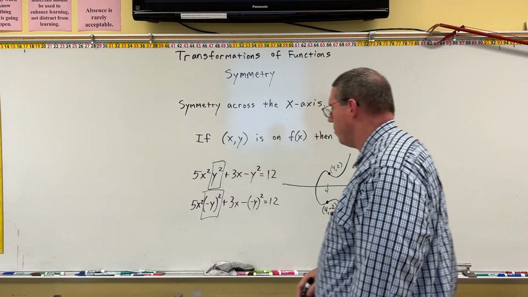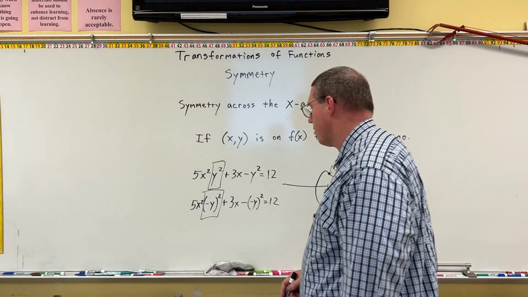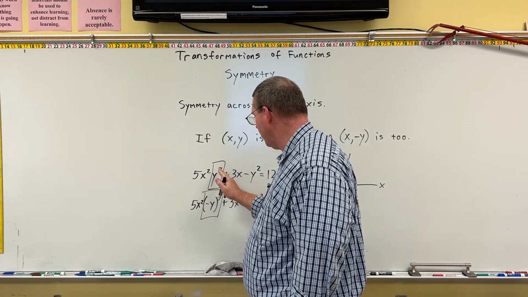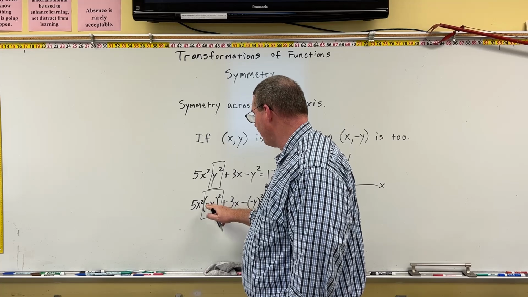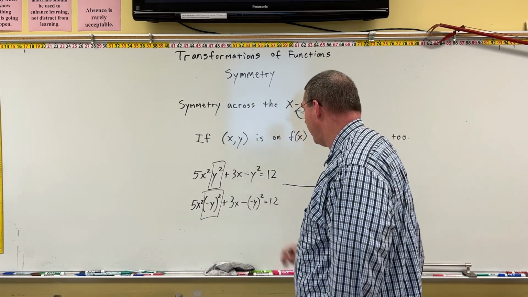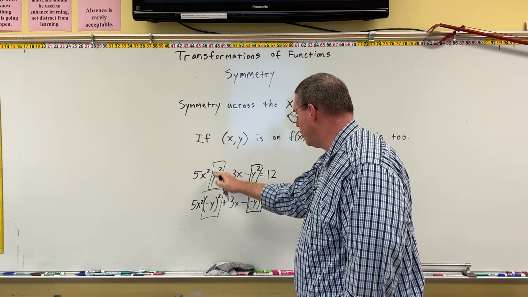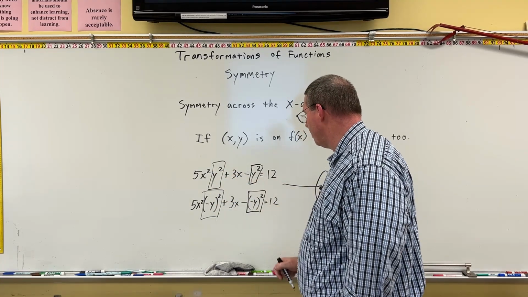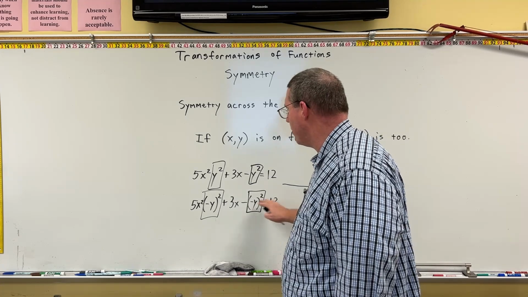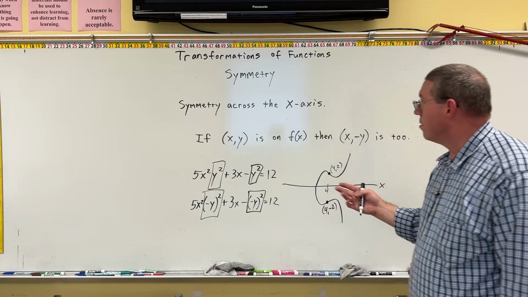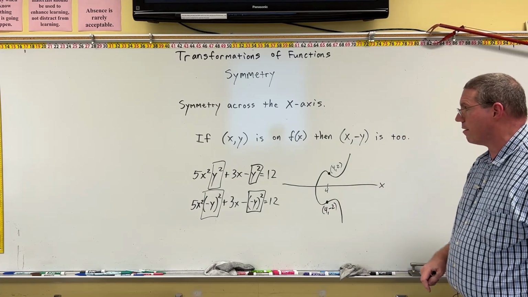Well, yes, it is. We could make the same argument we made last time. If we put a 7 in for y, 7 times 7 is 49. -7 times -7 is also 49. And so even though we changed it from y to -y in both places, it still results in the same relation, and therefore this relation is symmetric across the x-axis.